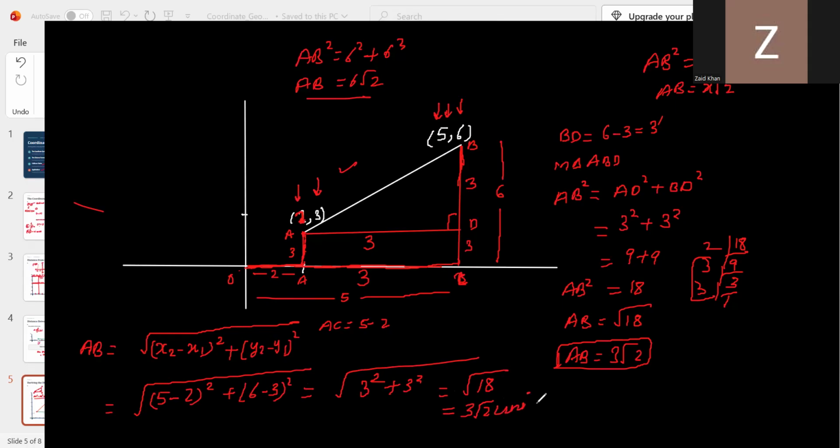So either you can use the formula, but it's my duty to teach from where this formula came. This is nothing but the Pythagoras theorem. Okay.